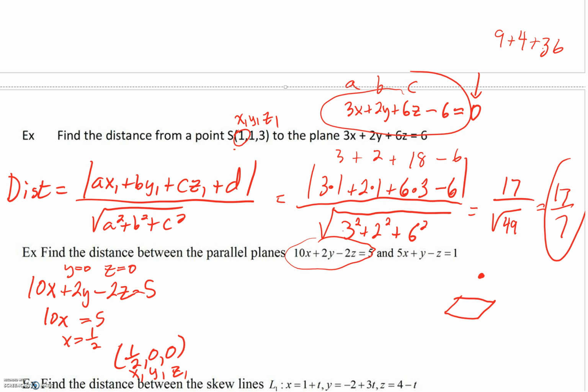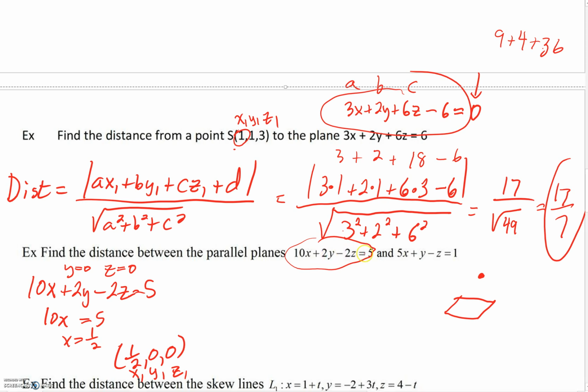Multivariable Calculus, Lesson 12.5, Day 2. We are picking back up with our second part of the lesson. We left off, the video cut off, we were finding the distance between parallel planes. We decided to just arbitrarily find a friendly point on a plane.